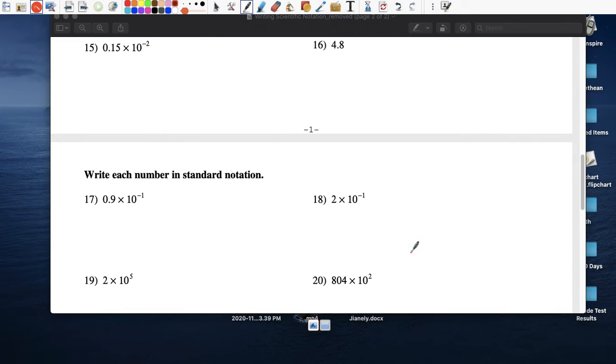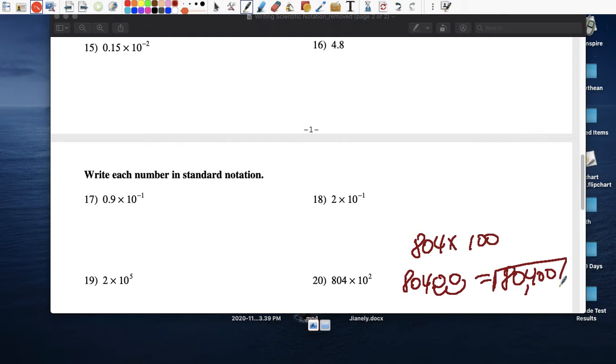Okay, 804 times 10 to the second power. So that's the same thing as this. We're going to move that decimal that's over here right now 2 over. We're going to have 2 zeros. So the final answer is going to be 80,400.